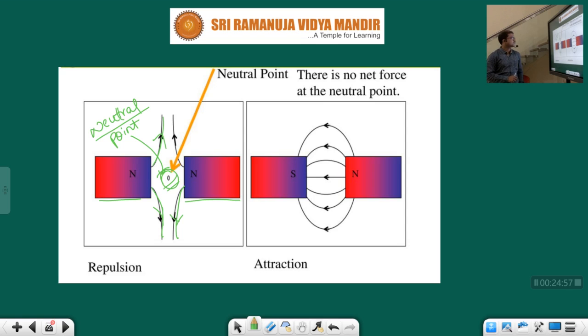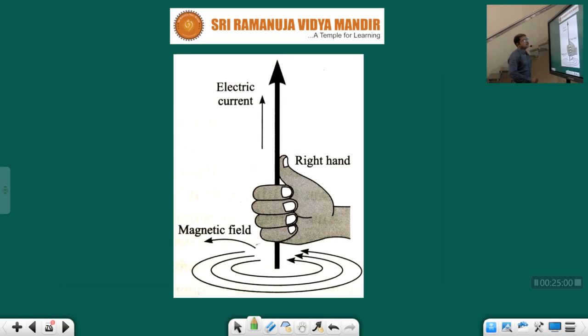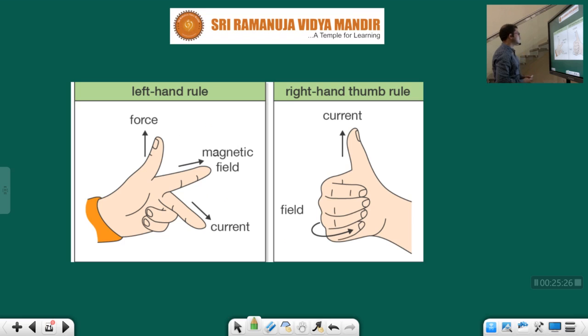Okay, children, next. This one I already explained, followed by the screw rule. This is important: the right hand thumb rule. Fingers represent magnetic field and thumb represents current direction, or else reverse. If fingers represent current direction, thumb represents magnetic field. Next, the left hand rule. See, children, I will explain this one with an example.